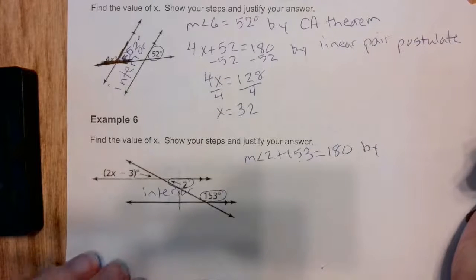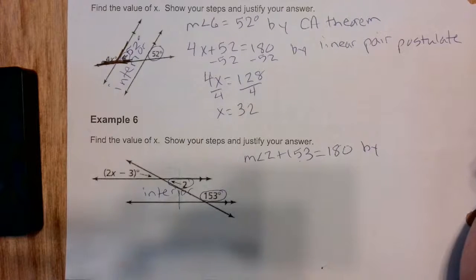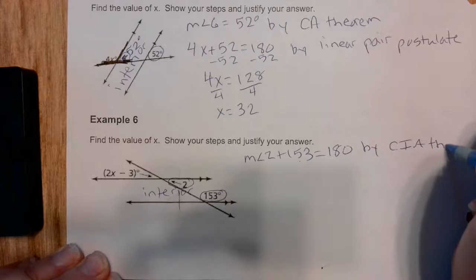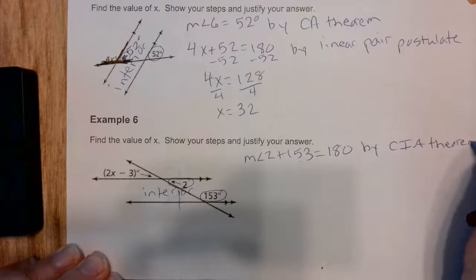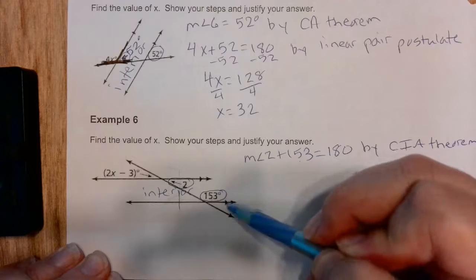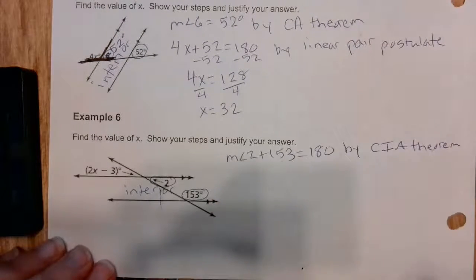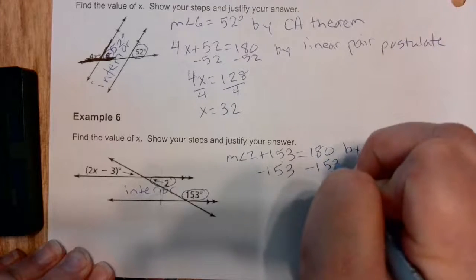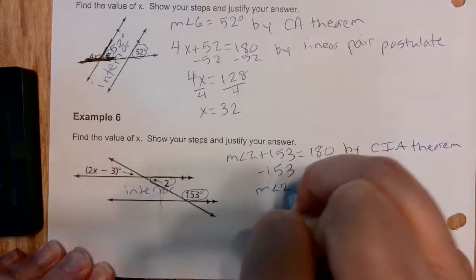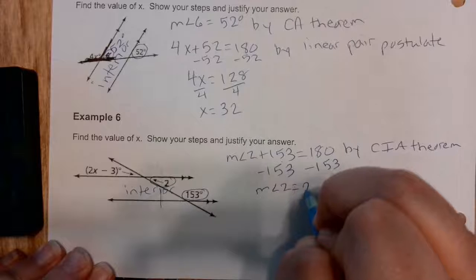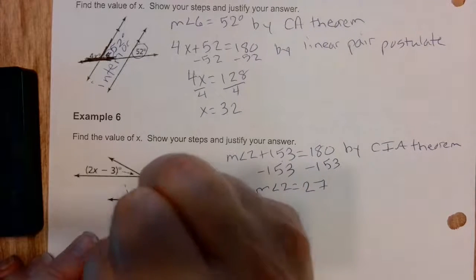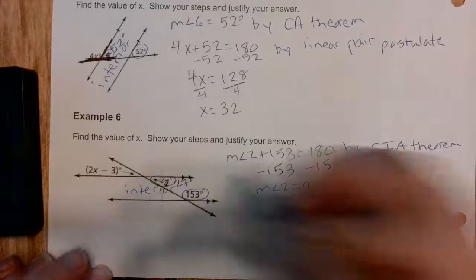So the measure of angle 2 plus 153 equals 180 by the consecutive interior angle theorem. Notice the lines are parallel, so it's a theorem. And solve. The measure of angle 2 is 27. So this one here is 27 degrees.